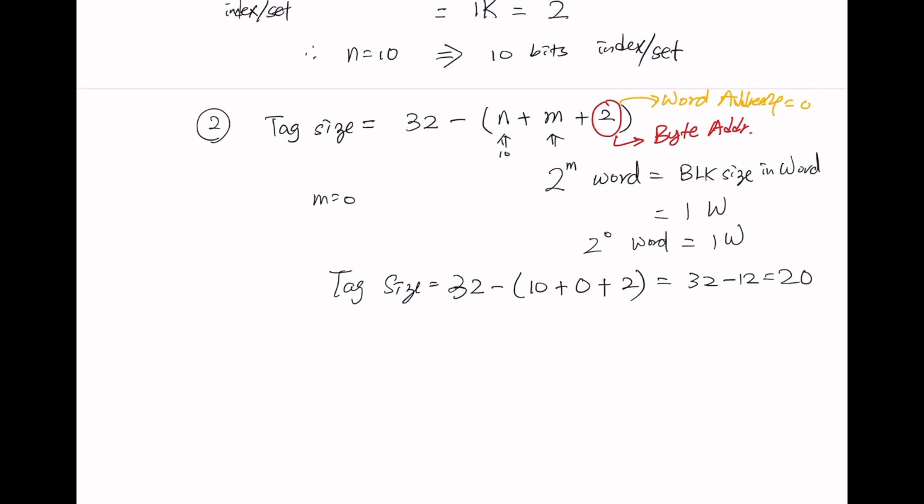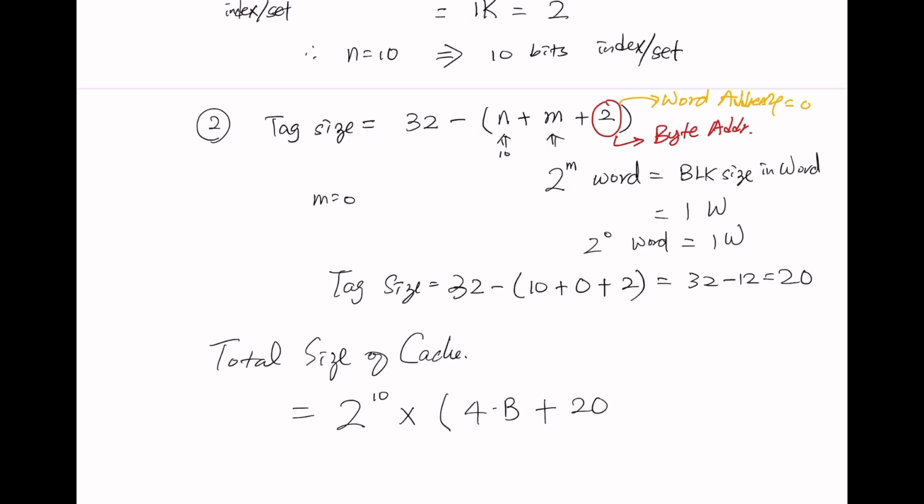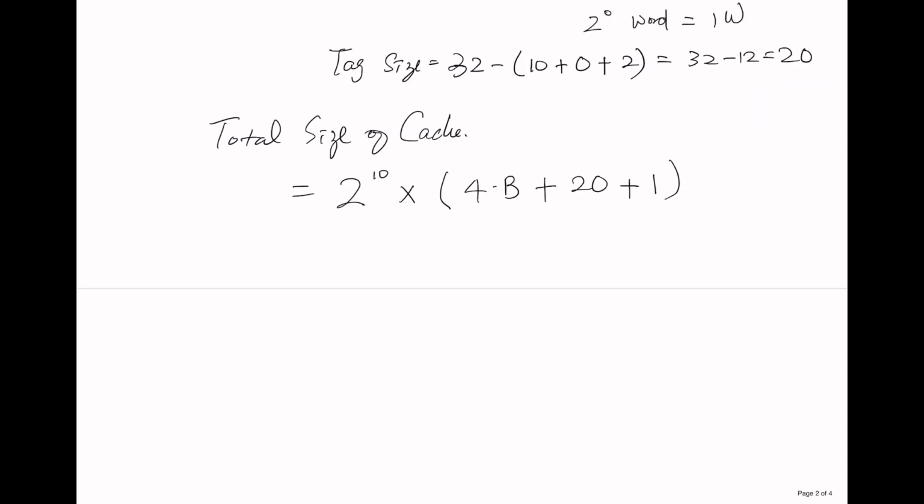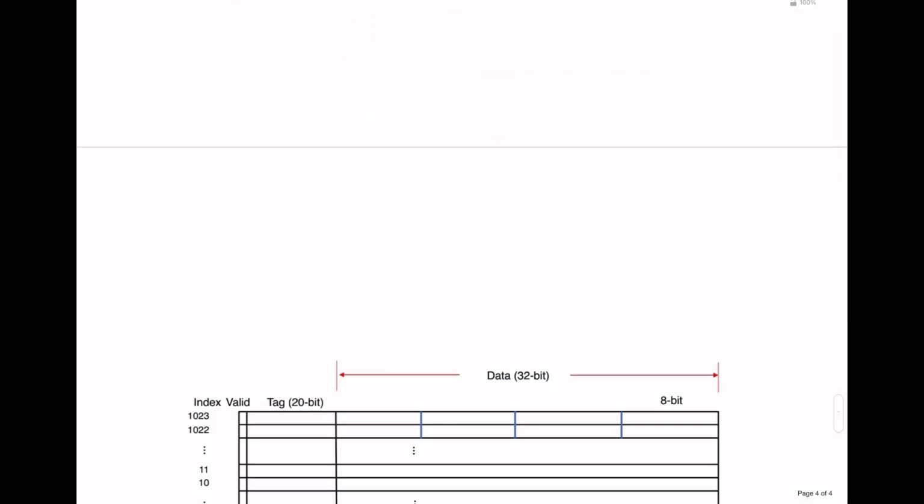Now the total size of cache equals 2 to the n, that is 10, times block size 4 bytes, tag size 20 bits, valid bit 1. Then we have 2 to the 10 times 32 plus 21, that is 2 to the 10 times 53 kilobits. That makes sense if you look at this diagram.